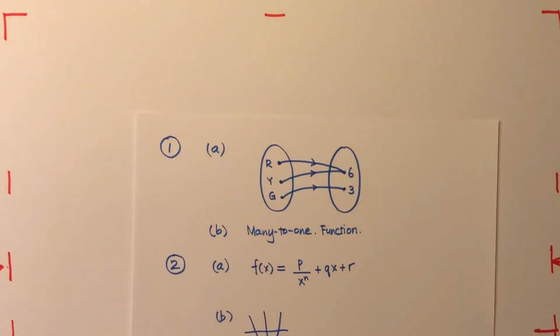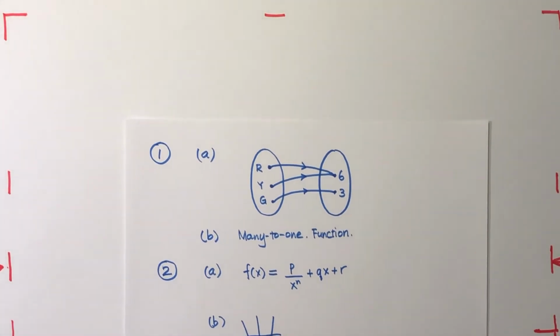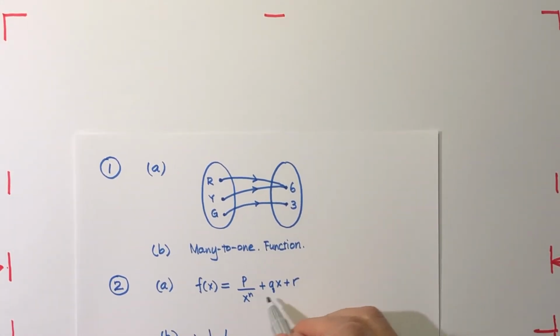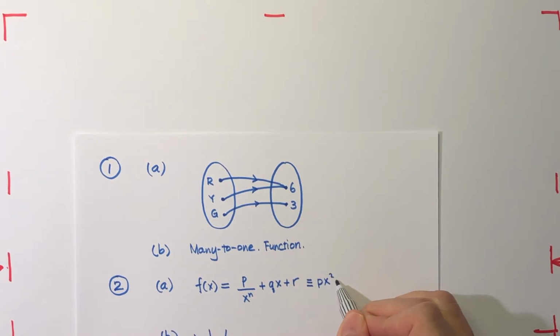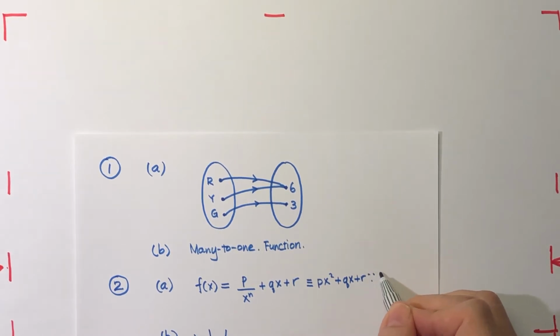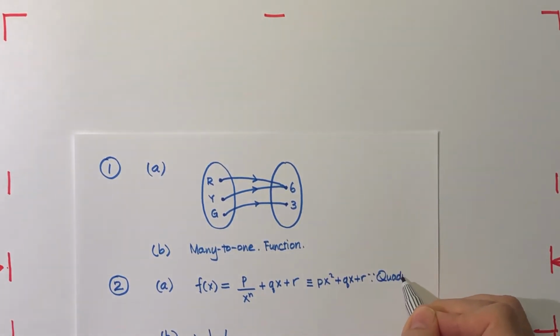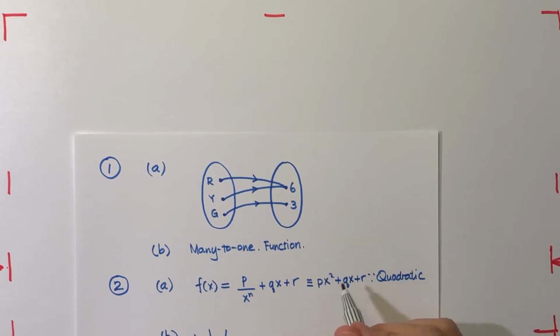So first part, we're given that this function is quadratic, which means that there's no x squared term, so a quadratic must have an x squared term. So we deduce that the x to the power of n term must be the x squared term. So let's rewrite that equation. That's px squared plus qx plus r, because it is given that it is quadratic. So therefore, n must be equal to minus 2. And that's the answer for the first part.